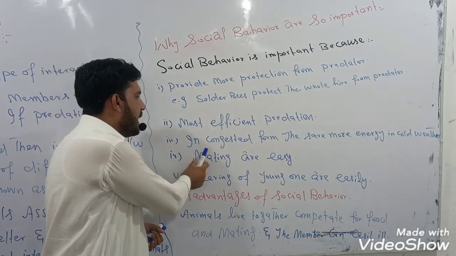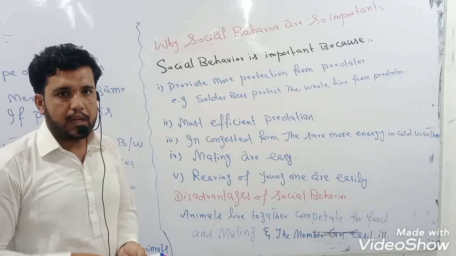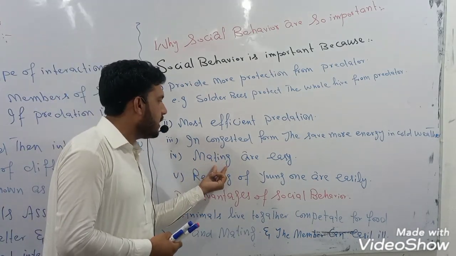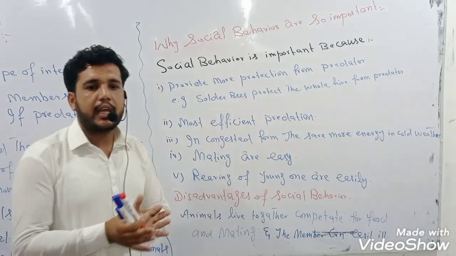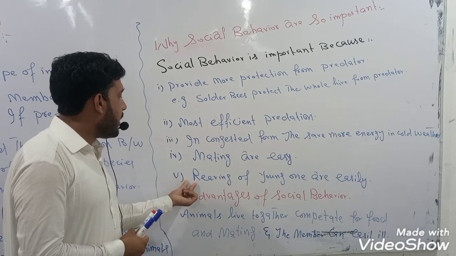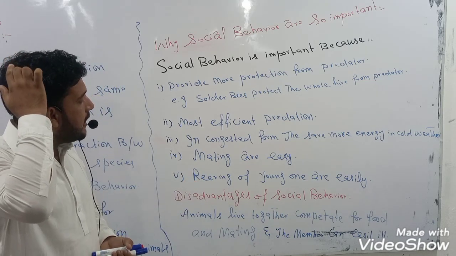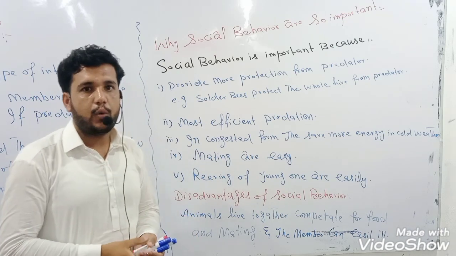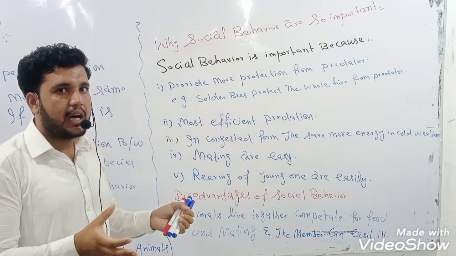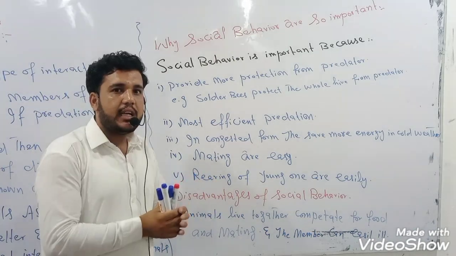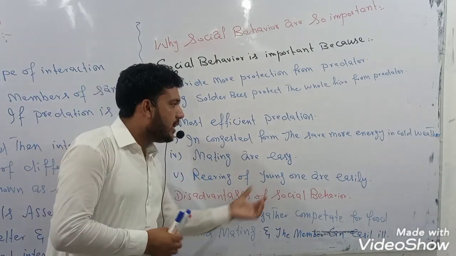Fourth, they easily mate with each other because both partners are available. There are a lot of chances for mating, so they can easily mate and reproduce. And the fifth importance is that rearing of young ones is easy. They can rear their young ones easily because they are in congested form. They are united and can easily care for their young ones.